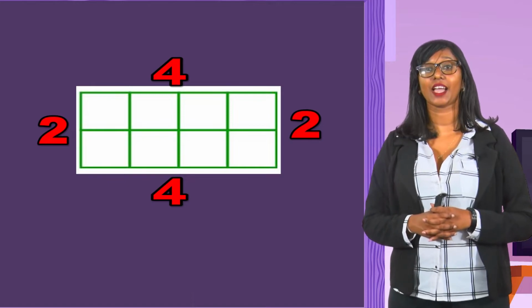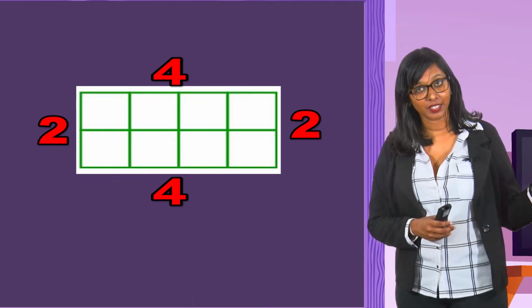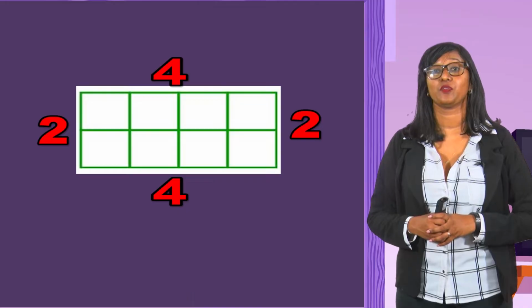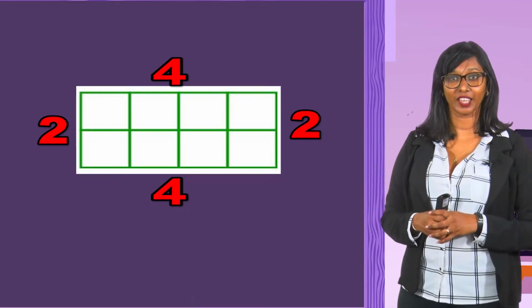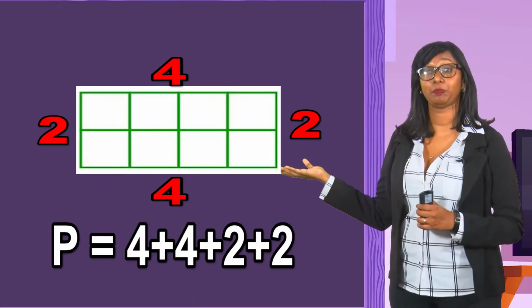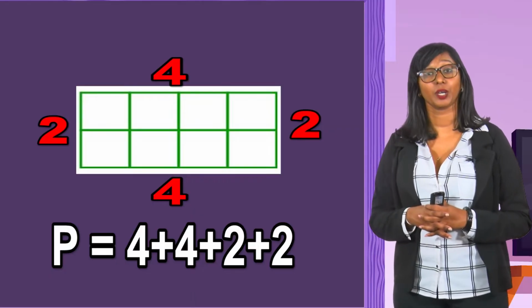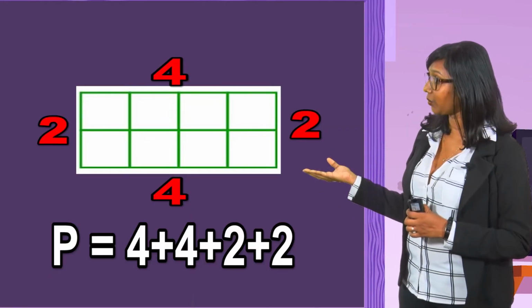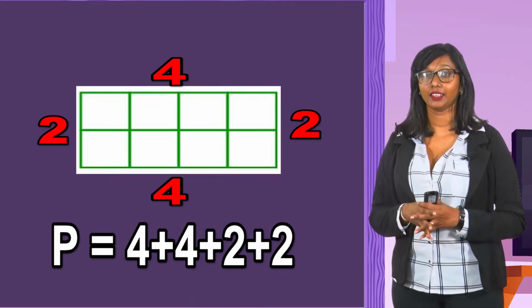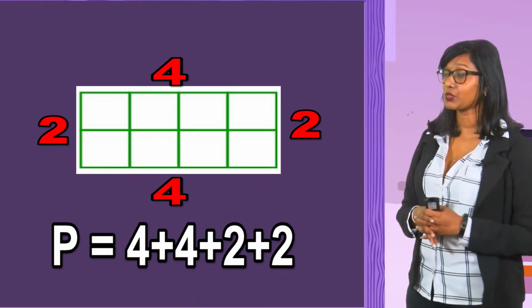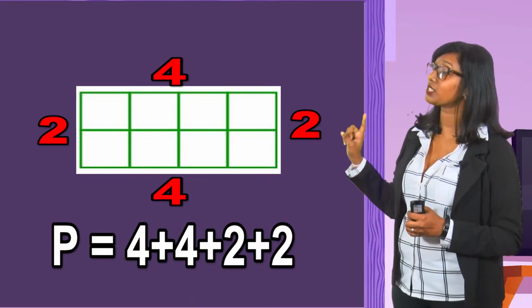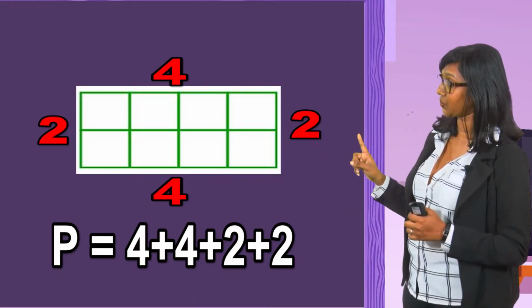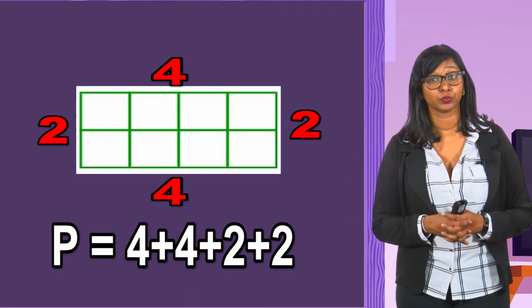So now that we have our 4 numbers, it is time for us to find the perimeter. Are you ready? We write the letter P, which represents the word perimeter. We write our equal sign, and then we write our numbers. So we have 4 plus 4 plus 2 plus 2.